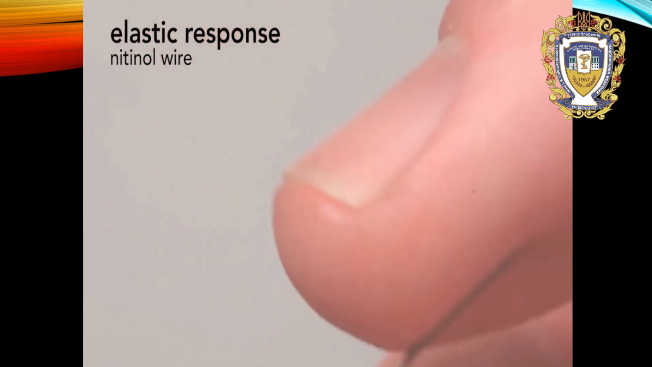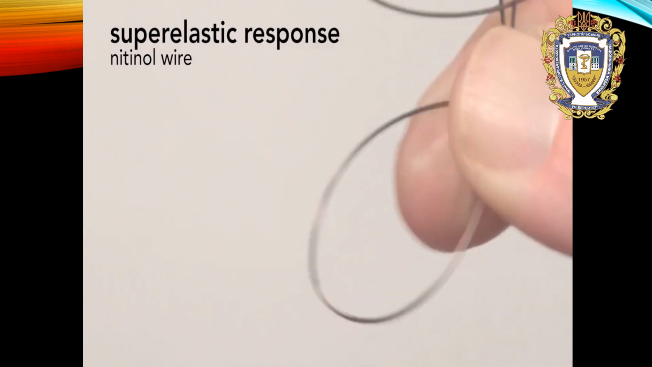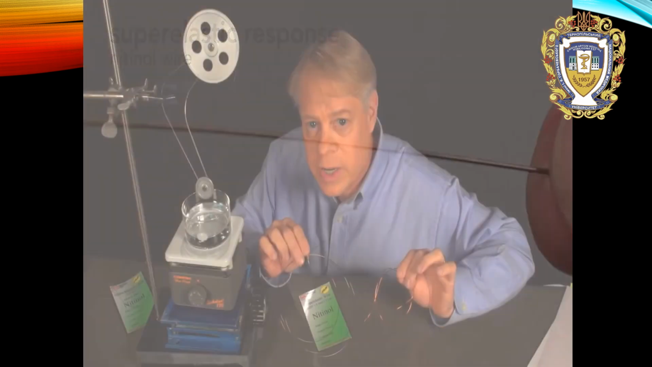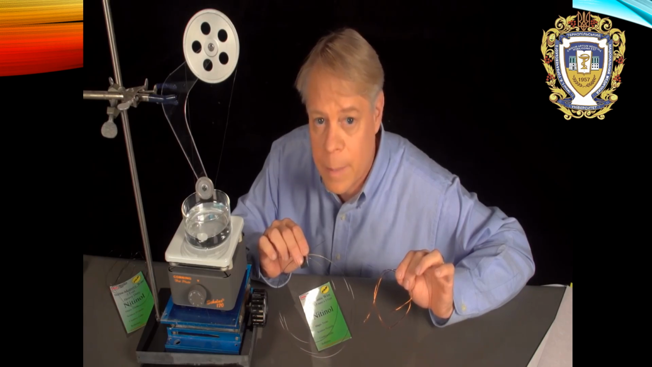Compare that to this piece of nitinol wire. It shows that elastic response for small deviations, but if I do that same extreme deformation and then let go, the wire returns to its original state, even oscillating for a while. If I bend the wire into multiple loops and then release it, it becomes straight. This superelasticity is closely related to the shape memory effect. Let's compare the two phenomena and look at what's happening at the atomic level.